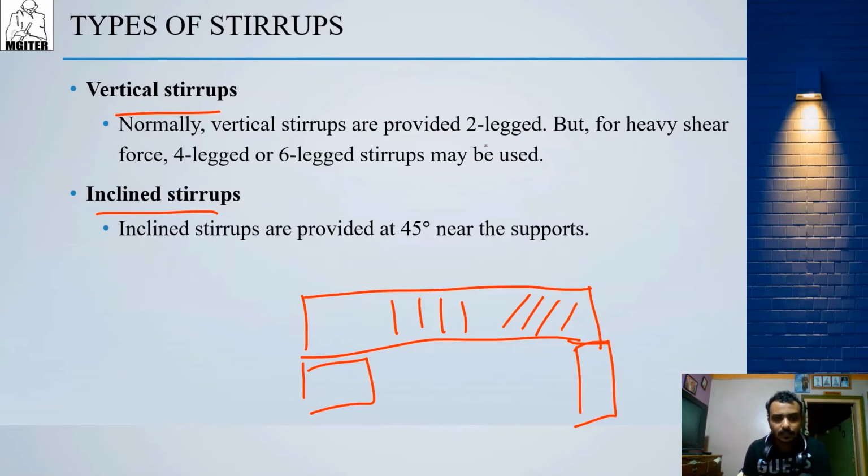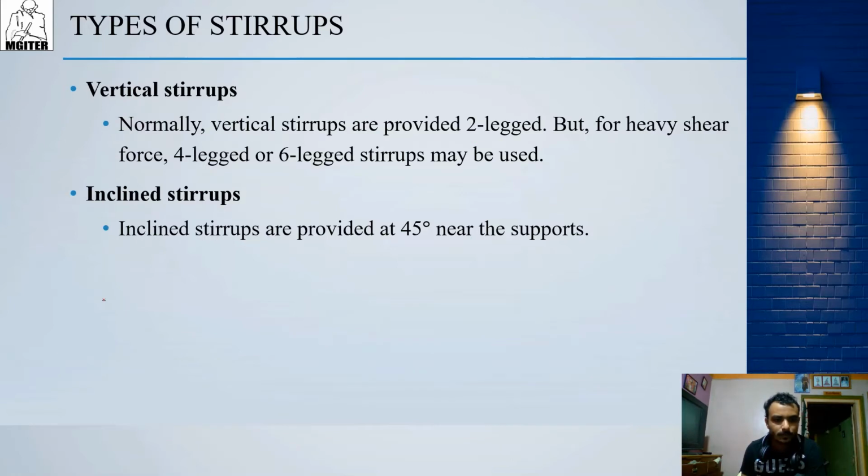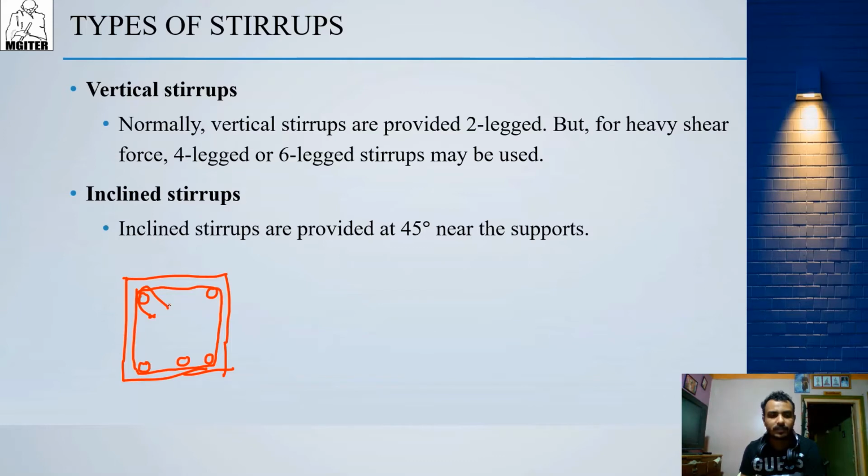And in the vertical stirrups, we have two-legged, four-legged, and six-legged stirrups. So what are two-legged, four-legged, and six-legged stirrups? I will explain it here. Give me some time. Look here. It's your beam cross section. Here is the reinforcement. So what is two-legged? Its stirrup is running like this, and this is called a two-leg stirrup.